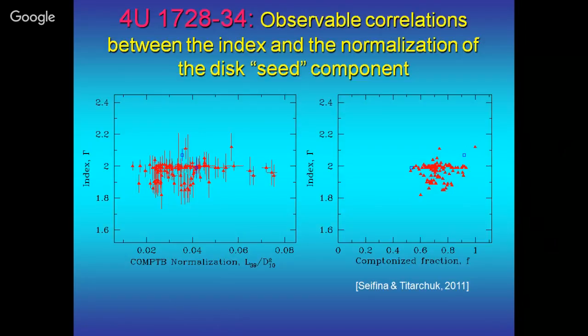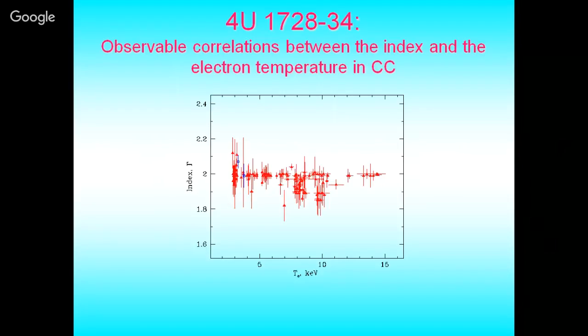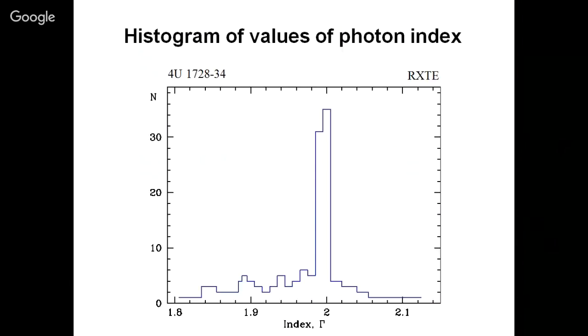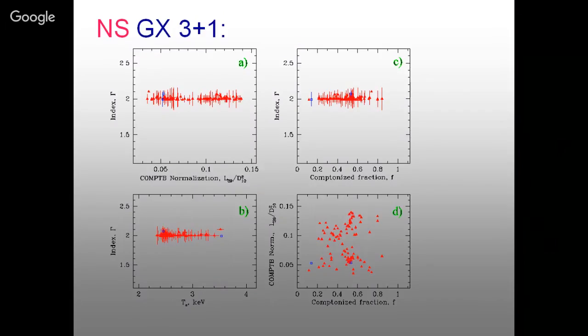And this is an example of RXTE spectra for 1728. If you multiply by energy squared, you have flat here. It's an example. This is for 1728. You see, depending on electron temperature, index 2. The distribution of index, histogram around 2 photon index. This is another example of a neutron star source. It's the same story, photon index around 2. GX 3+1, the same story, pure observation, no bullshit.